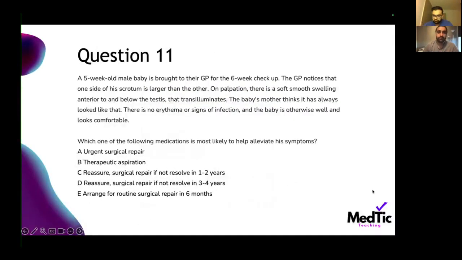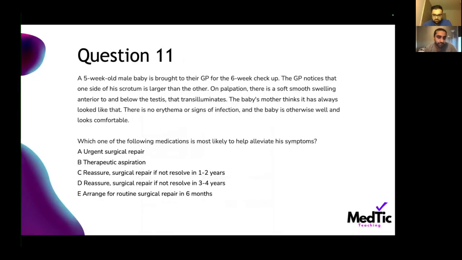Okay, so question 11. A 5-week old baby boy is brought to the GP for their 6-week checkup. The GP notices one side of his scrotum is larger than the other. On palpation, there is soft, smooth swelling anterior to and below the testes that transilluminates. The baby's mother thinks it has always looked like that at all times. There's no erythema or signs of infection. The baby is otherwise well and looks comfortable. Which one of the following medications or treatments is most likely to help alleviate his symptoms?